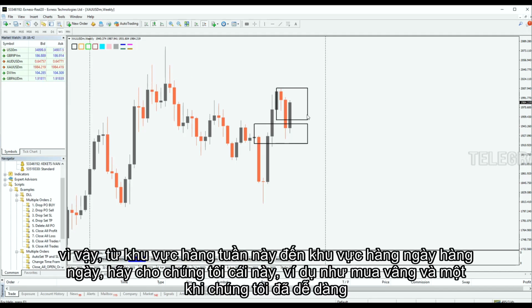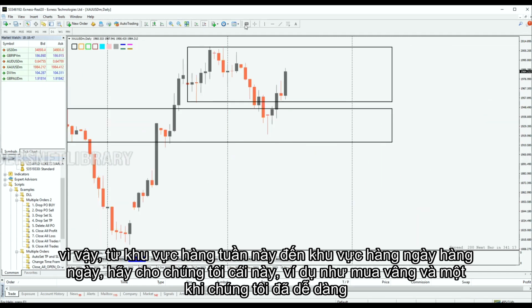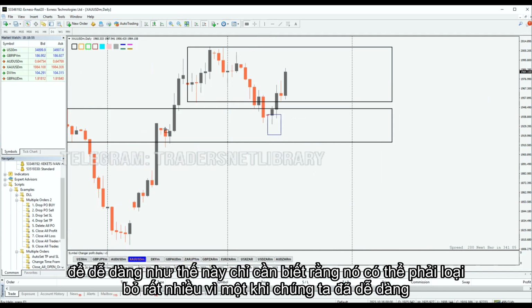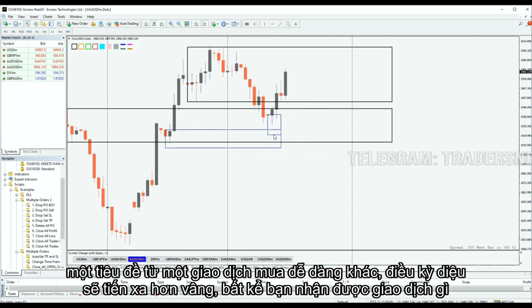So from this weekly zone going to daily, daily gave us this EG buy. And once we have EG to EG like this one, just know that the market will move a lot, because once we have EG plus EG on the same time frame, like here we have EG buy on daily and another EG buy reacting from another EG buy, the market will go further.